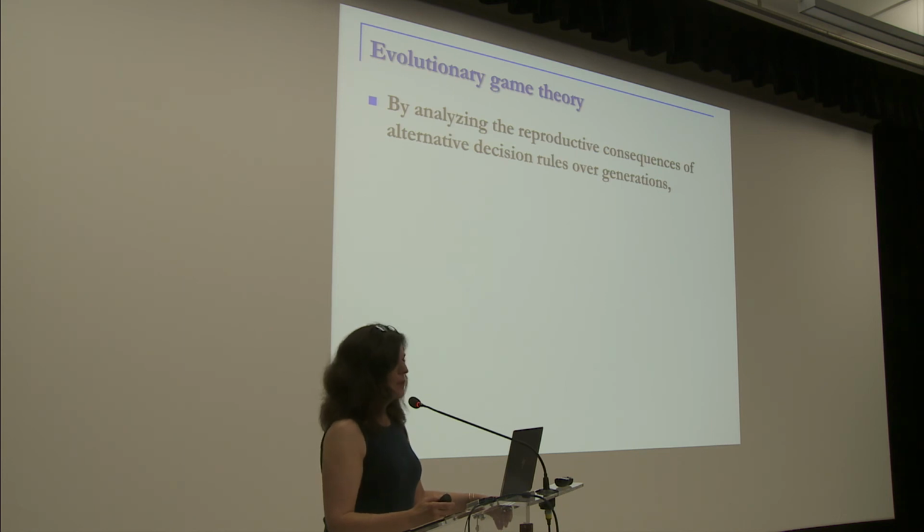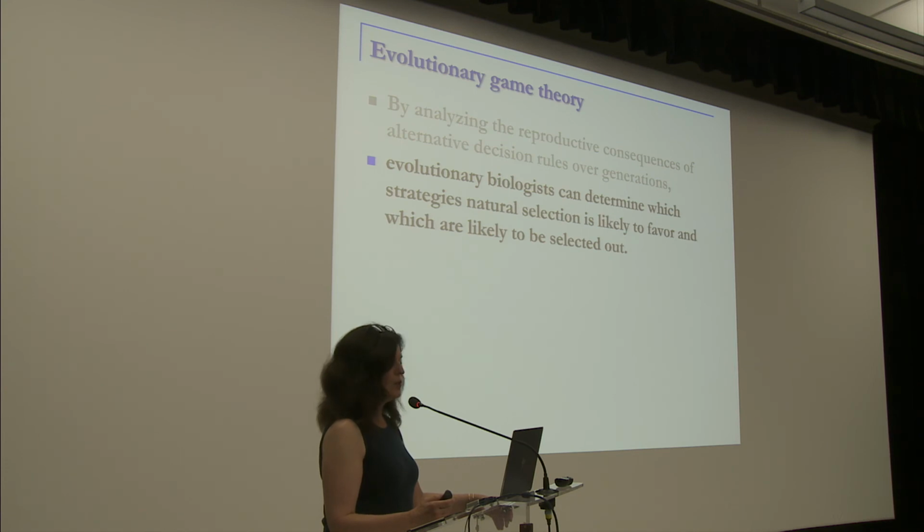So by analyzing the reproductive consequences of alternative decision rules over generations, evolutionary biologists can determine which strategies natural selection for a given domain is likely to favor and which are likely to be selected out. And this source of normative theories can be tapped for any domain in which organisms make consequential choices. And it's been applied extensively to the evolution of cooperation for many years, with clear results.